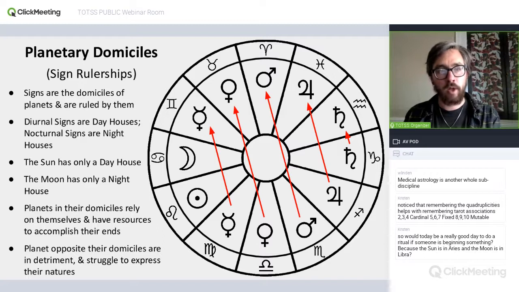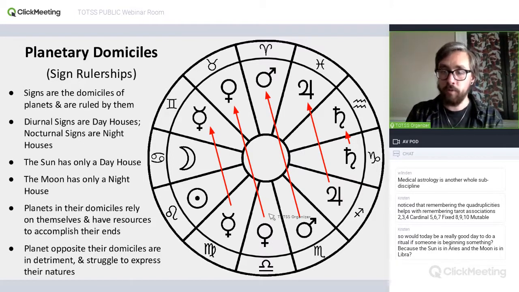And so just some terminological things here. The diurnal signs ruled by a planet are said to be the day houses. So Libra and Taurus are both ruled by Venus. And so Libra is said to be the day house or day domicile of Venus. And then Taurus is the night house or night domicile of Venus.